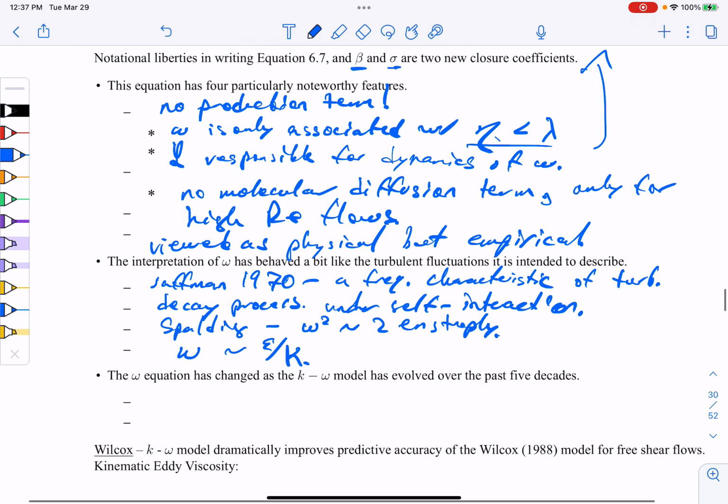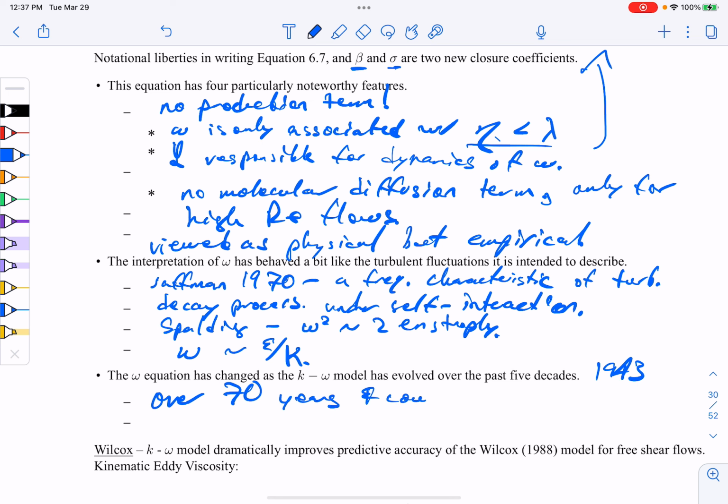So since the introduction of Kolmogorov's model in 1943, let's see, it's about 2022 today, that's just over 70 years of research on the model, since it really came out of Russia. So over 70 years and counting of research, which is a lot. And most people form K omega models, like I mentioned, and some will be for omega squared.